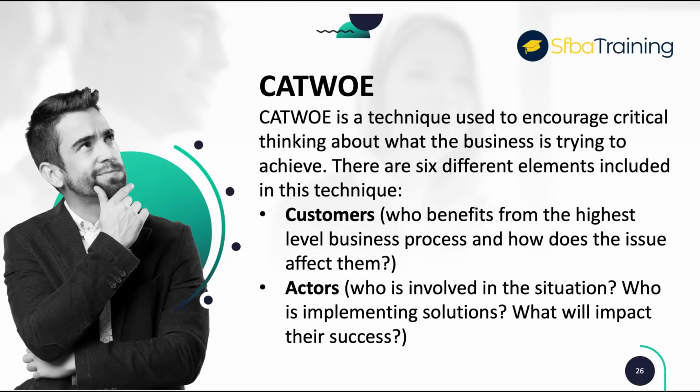CATWOE. CATWOE is a technique used to encourage critical thinking about what the business is trying to achieve. There are 6 different elements included in this technique. Customers: who benefits from the highest level business process and how does the issue affect them? Actors: who is involved in the situation? Who is implementing solutions? What will impact their success?